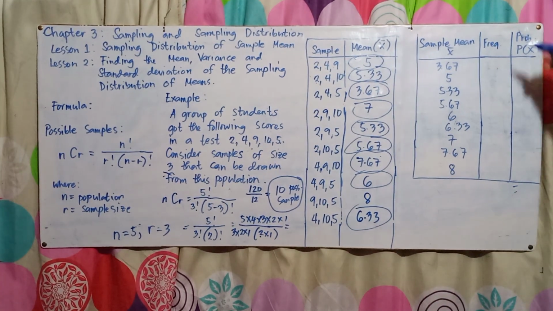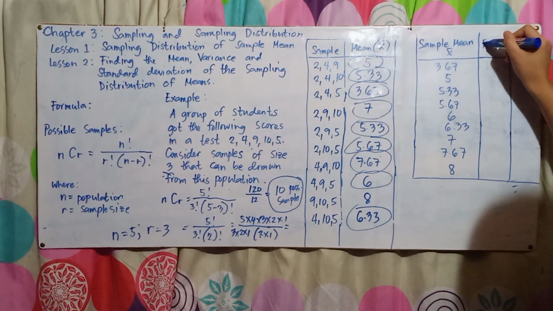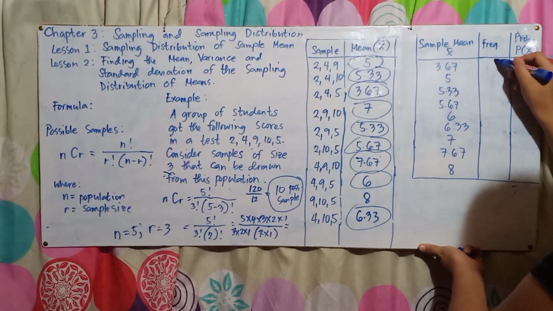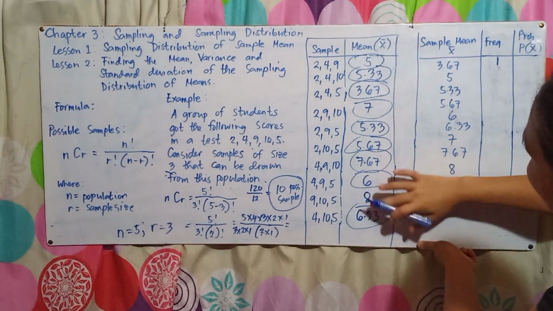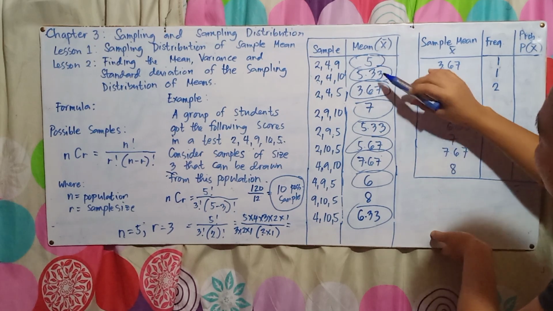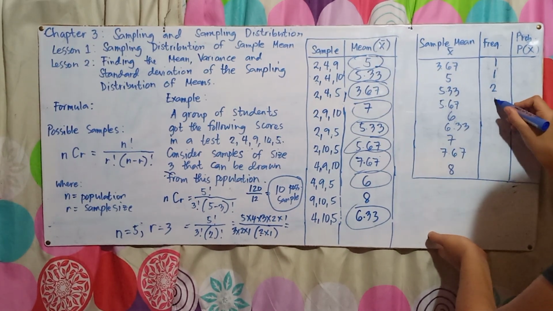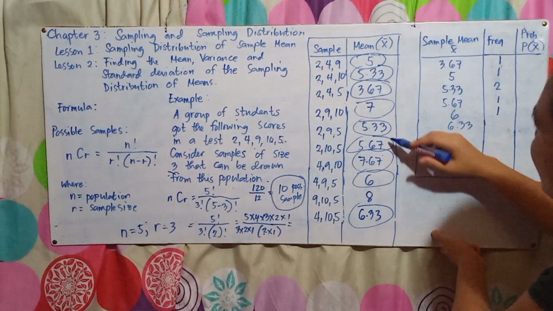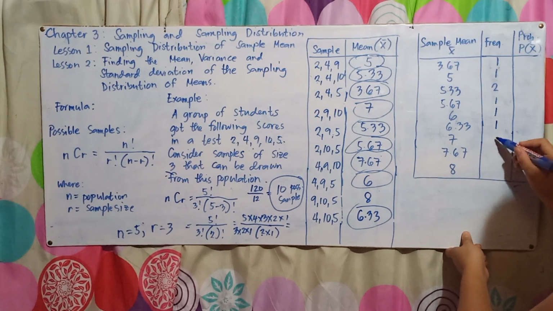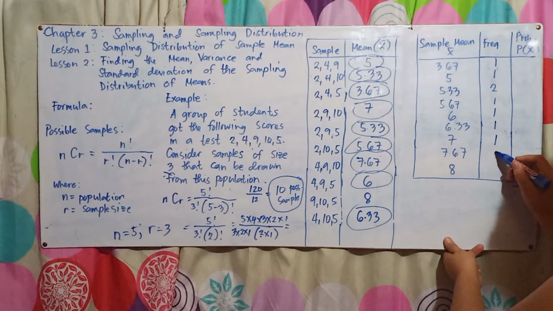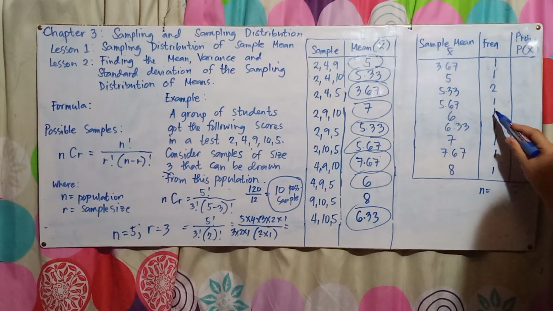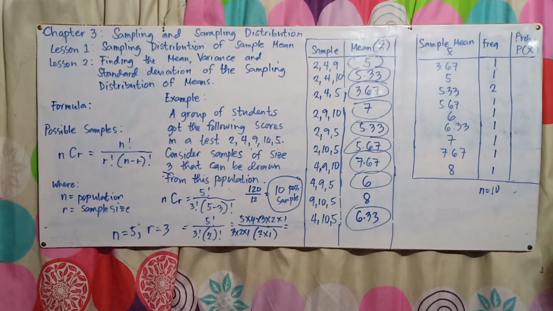Then frequency: count how many there are of each. 3.67, only one. So frequency is one. The 5, only one. The 5.33, two. The 5.67, one. The 6, one. The 6.33, one. 7, one. 7.67, one. The 8, one. So when we total it, it should be 10. 1, 2, 3, 4, 5, 6, 7, 8, 9, 10. So it is correct.